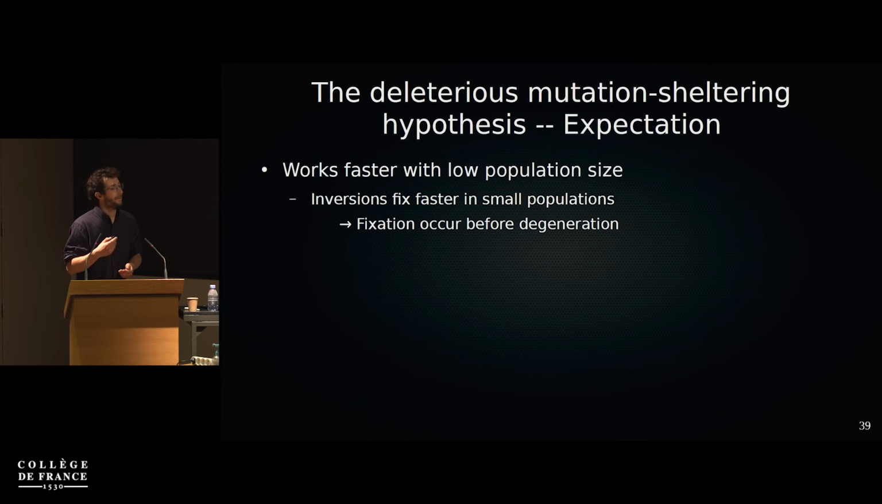Based on this model, we can have some expectation regarding the size of the non-recombining regions in nature. So we show that this model works faster in small population sizes, just because inversions fix faster in small populations, and this shorter time to fixation allows the fixation of inversions before they degenerate. So the fixation occurs before degeneration in small populations.